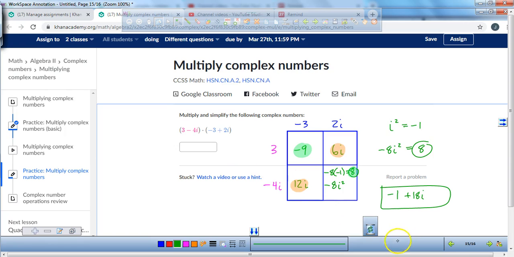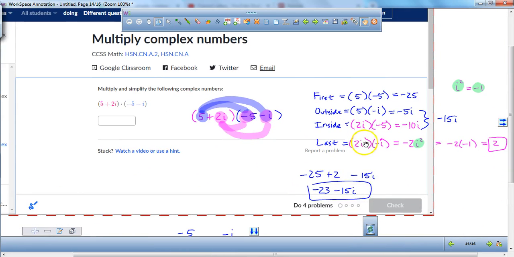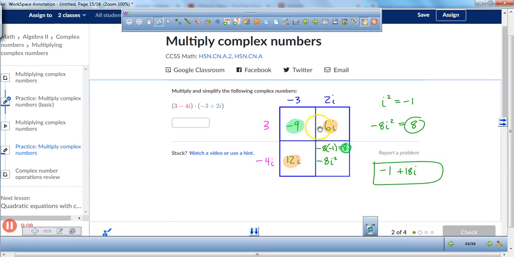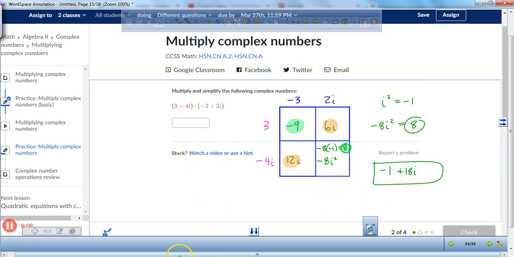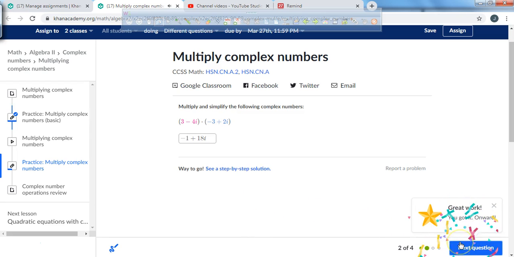Hopefully you can use the FOIL method that we talked about here. All right, first, outside, inside, last. Or if you want to do the array method, you just find the products and then you add the like terms together. But just so you know, this is correct. Go ahead and type in negative 1. All right, and then what do we have left? Positive 18i. And I hope this video was great.